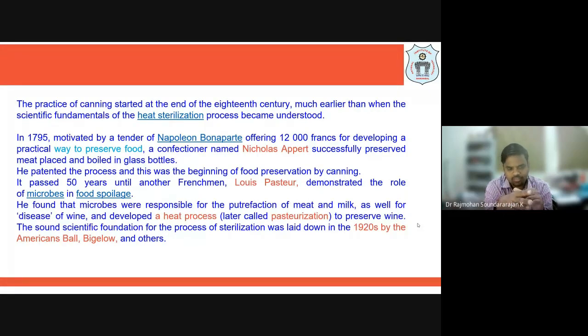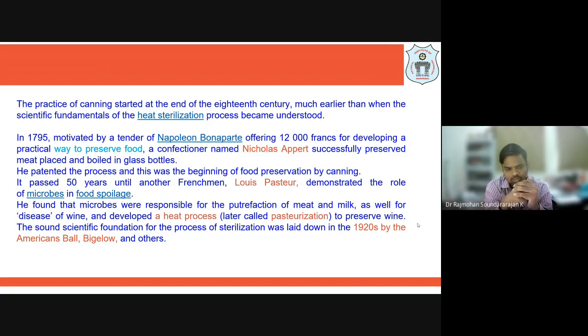Then, after 50 years, Louis Pasteur introduced the concept. He demonstrated the role of microorganisms in the contamination of food. He is the one who found that microorganisms are responsible for the putrefaction of meat and milk, as well as disease of wine. That's why he developed a heat process called pasteurization. Even every day when you buy a milk packet, it is written, pasteurized milk. That name came from Louis Pasteur.